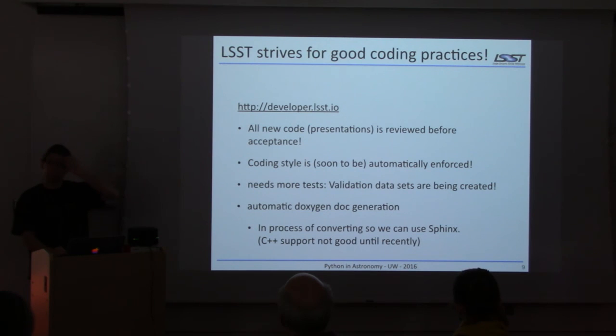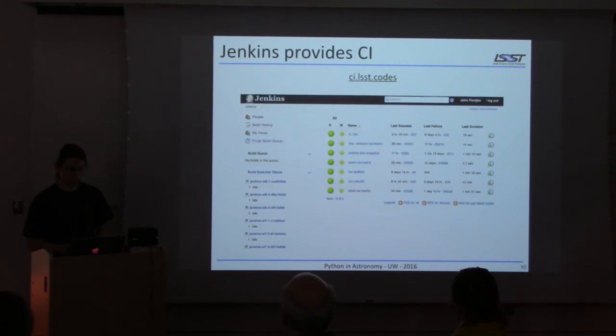We have a bunch of tests. We have quite a few unit tests. We need validation data sets. Those are being developed. So, right, if you want to do sub 1%, you have to have some truth that you can compare to. About 3 more minutes. Good, okay. And we automatically generate Doxygen documents, and we're in the process of converting this so we can use Sphinx. Sphinx and C++ didn't work together very well for a long time.